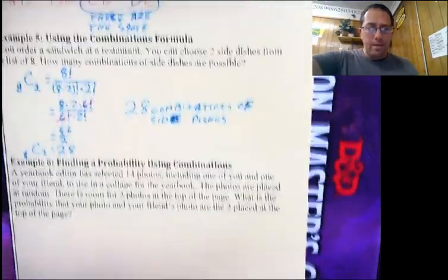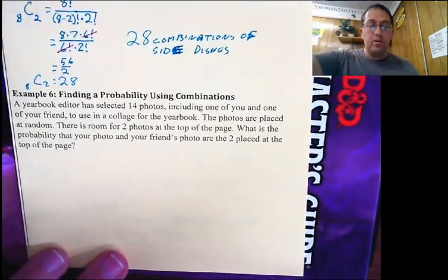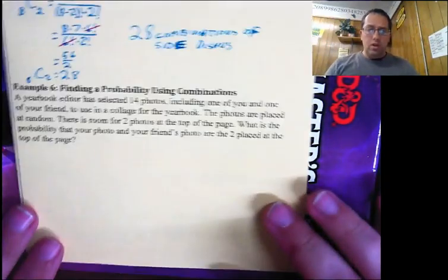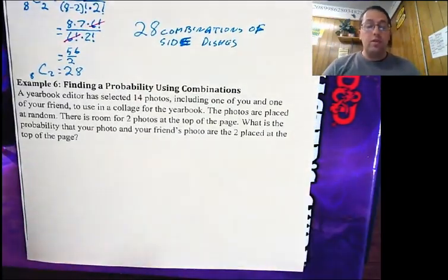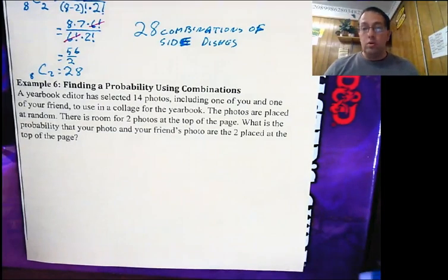All right. Now, let's find probability using combinations. A yearbook editor has selected 14 photos, including one of you and one of your friend, to use as a collage for the yearbook. They're all going to be placed at random, and there is room for 2 photos to sit at the top of the page. What is the probability that your photo and your friend's photo are the 2 placed at the top of the page? Okay. So do we care what order our photos are at the top? No, don't care who's on the left, who's on the right, as long as it's you and your buddy at the top of the page.